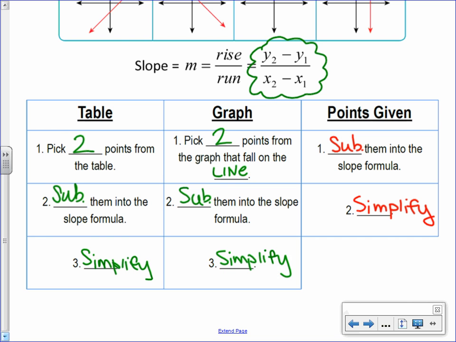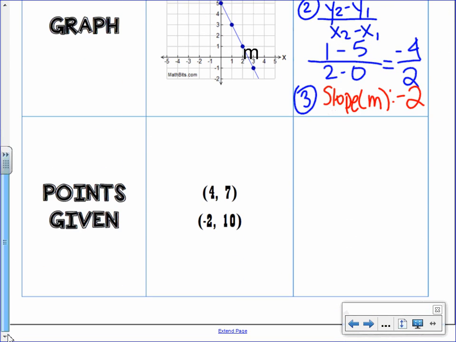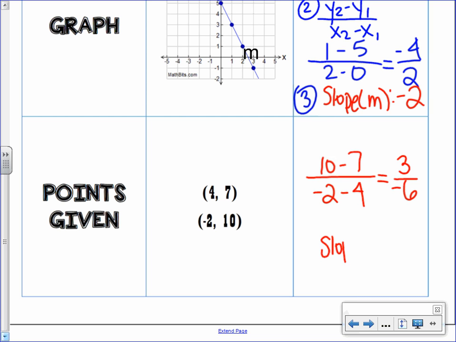All right, so on your answer on the back, you should have done 10 minus 7 over negative 2 minus 4. You got 3 over negative 6. That is not in simplest form. Your answer should have been negative a half or negative 1 over 2 or 1 over negative 2, something along those lines.